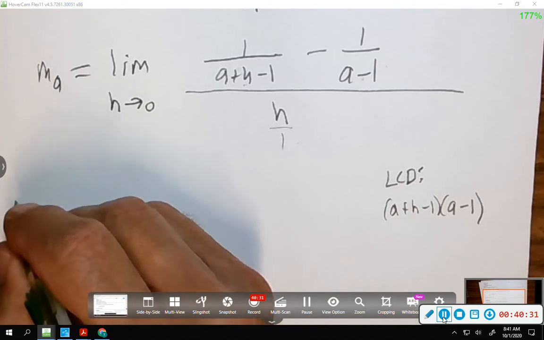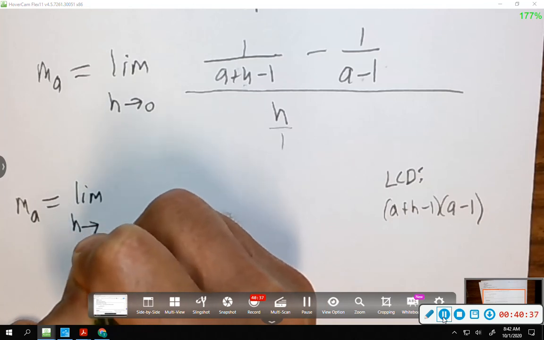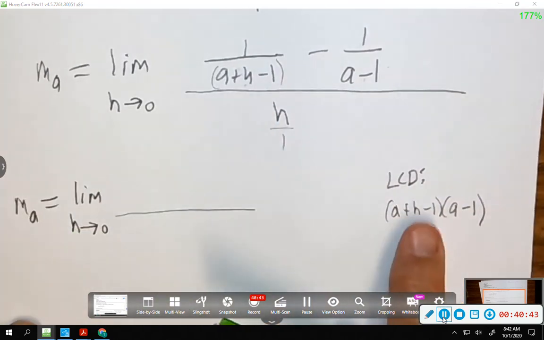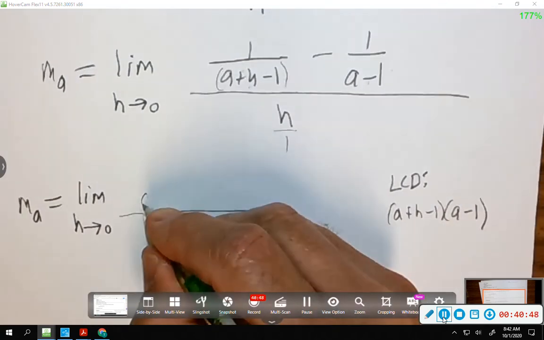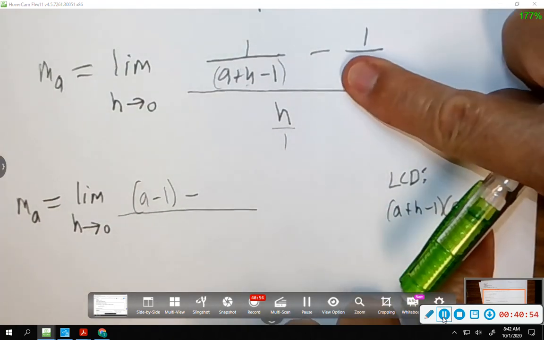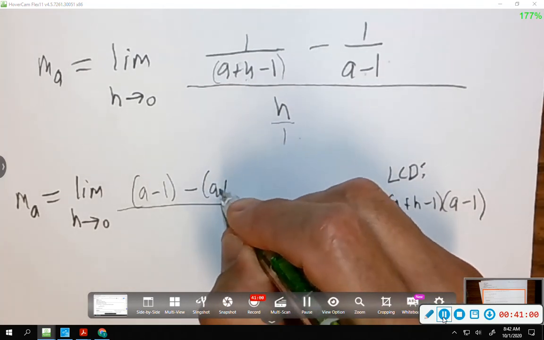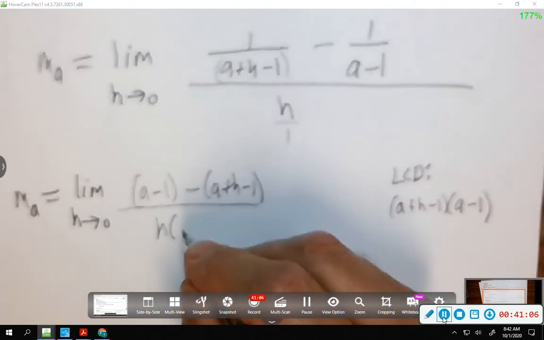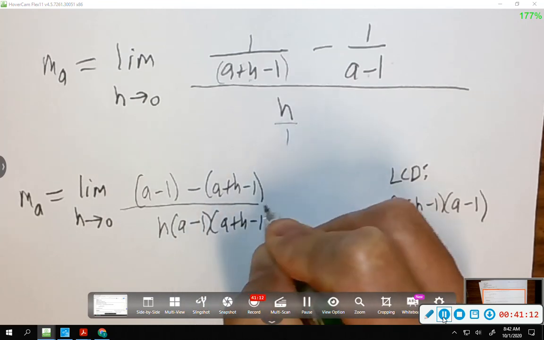The slope at a is the limit as h approaches 0. If I multiply this fraction by it, the a plus h minus 1 cancels. I just have 1 times a minus 1, so it's a minus 1. Subtract. If I multiply this fraction by this, the a minus 1 cancels, and I'm left with a plus h minus 1. But I have to remember to multiply h by a plus h minus 1. I'm going to write the a minus 1 first, and then the a plus h minus 1 second. Doesn't matter what order we multiply in.